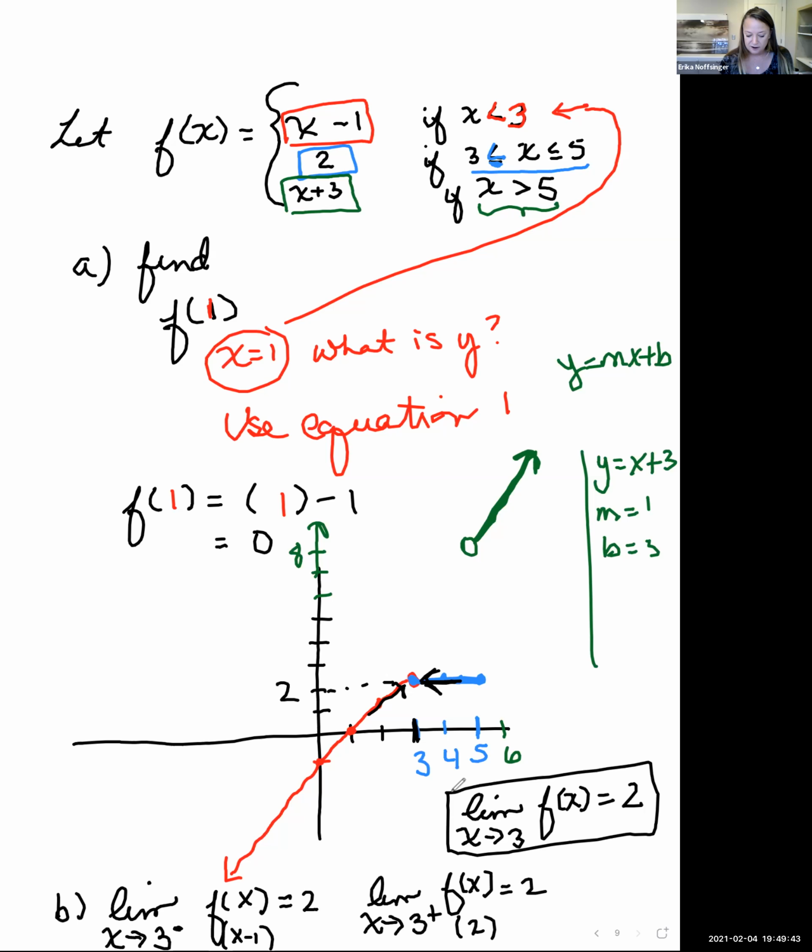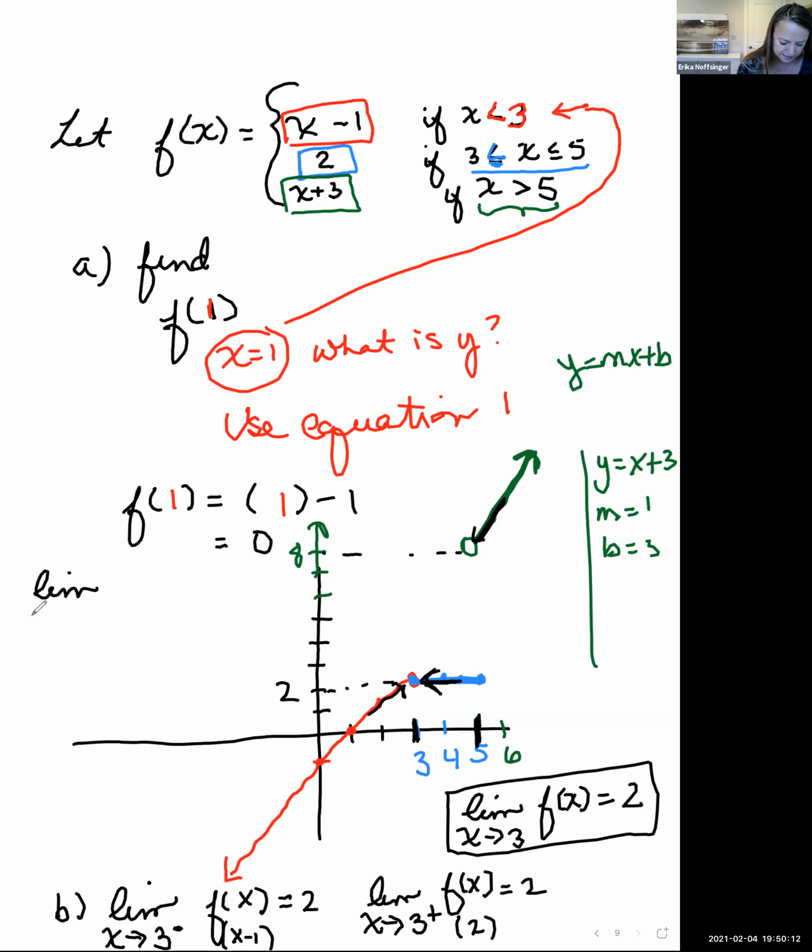We'd have to be careful. Notice at 5, there's a jump in the graph. I can tell that my limit as x approaches 5 is not going to exist because the limit as x approaches 5 on the left-hand side is going to 2, whereas the limit as x approaches 5 on the right-hand side, even though it doesn't touch it there, is getting closer and closer to 8. So maybe just write that really quick.